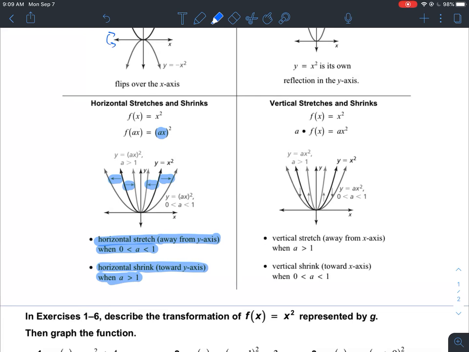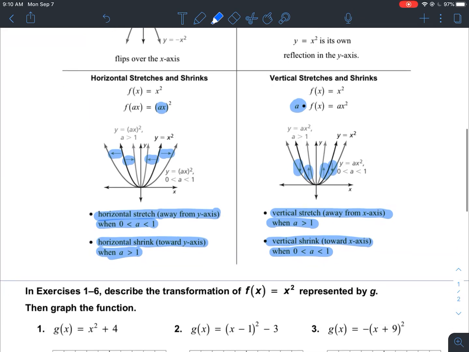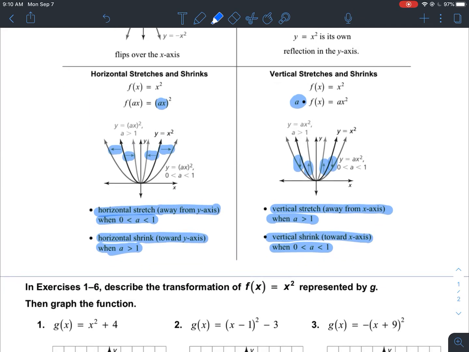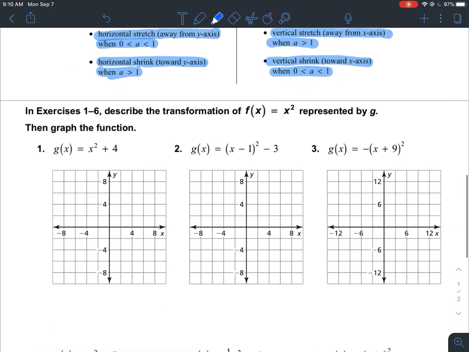And backwards, opposite, when we have a vertical, it's away from the x-axis when a is greater than 1. That's a stretch. And then a vertical shrink towards the x-axis when it's between 0 and 1. So again, notice that these are away and towards the x-axis. And the a happens outside of our f of x, not inside of the parentheses. Okay? Okay, so that should just all be material from the previous unit 2.2. So it's all very similar.